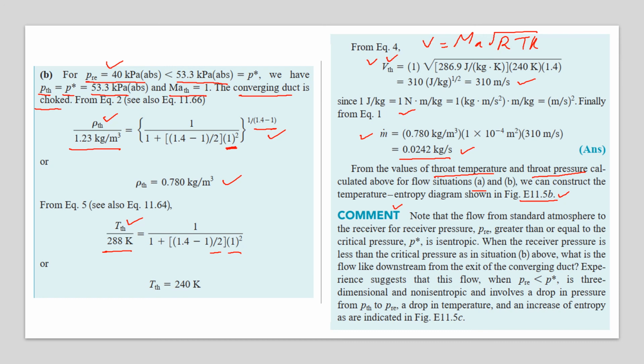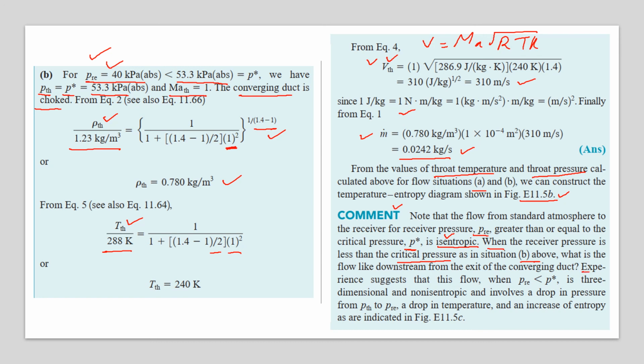Note that the flow from standard atmosphere to the receiver, when the receiver pressure is greater than or equal to the critical pressure, is isentropic. We already established that whenever we are encountering compressible flow, we are going to take it as isentropic. Then, when the receiver pressure is less than the critical pressure, what is the flow like downstream from the exit of the converging duct? What will be the flow behavior? So they are talking about the flow behavior if the receiver pressure is less than the critical pressure.